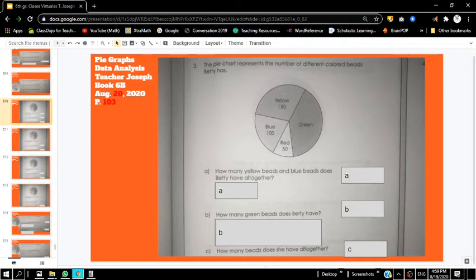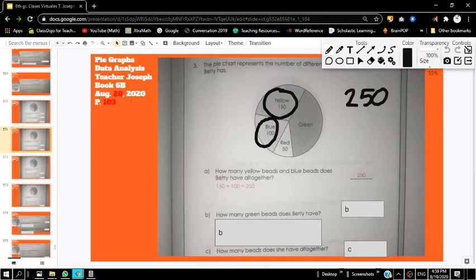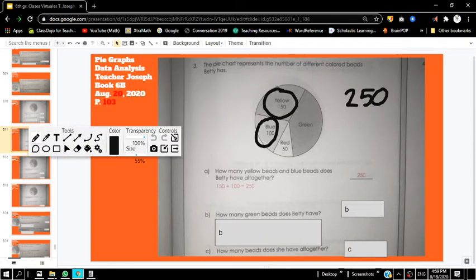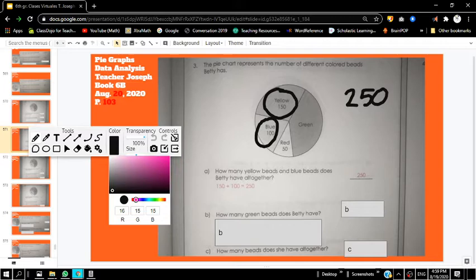Let's check to make sure that we did that one correct. Okay, letter B says, how many green beads does Betty have? We don't really know the number of green beads. If you look at the pie graph, we know that yellow and blue together represent 250. And we know that the red is represented as 50. But here's something interesting to know. If we split this pie graph in half, I'm going to represent that with purple.